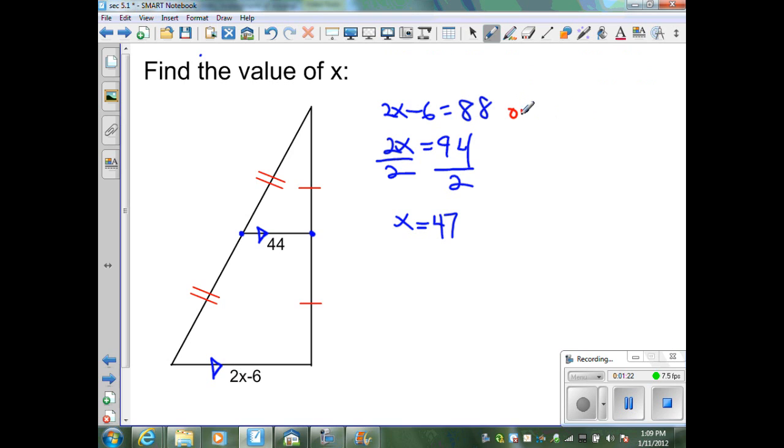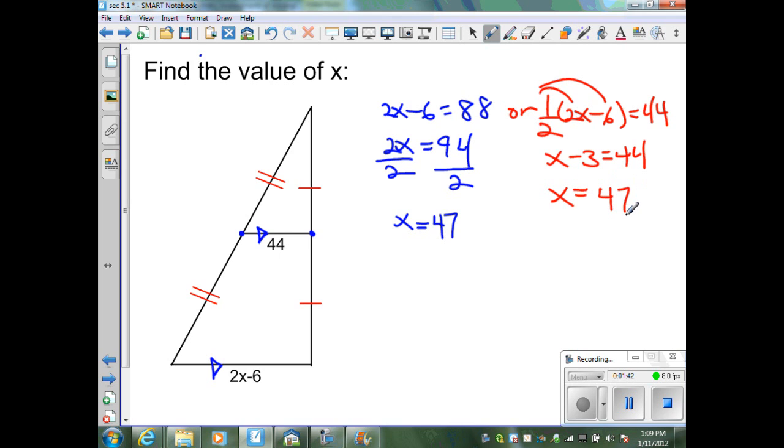In other words, I could have set this up by going 1/2 of 2x minus 6 equals 44. That would give me, when I distribute, x minus 3 equals 44. Add 3 to both sides, I get x equal to 47. I find this to be the easiest way, but both procedures will work.